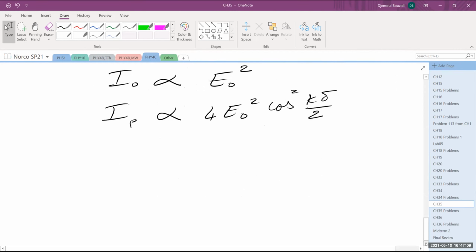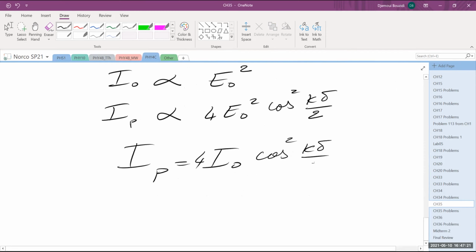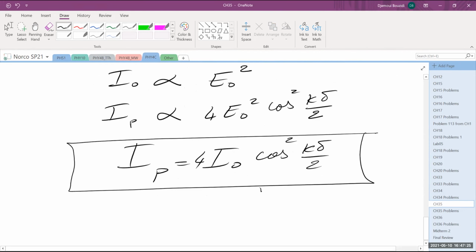And then at the end, I at the point P will be simply whatever I naught you start with in the beginning times 4 times cosine squared of K delta over 2. This is the intensity of the wave at that point. This is a very important result.